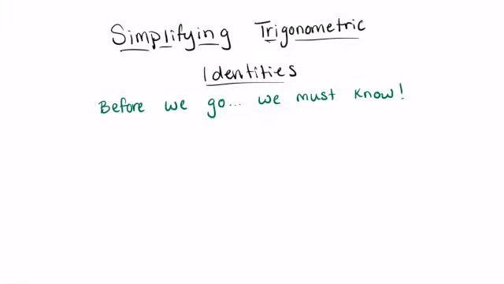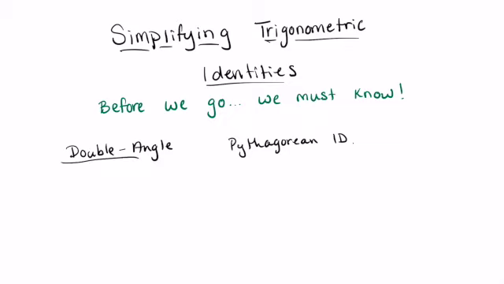All right, in this video, we're going to look at simplifying trigonometric identities. Now, before we go, we must know a few different things. We need to be very, very comfortable with our identities. And by the identities, I mean double angle identities. I mean Pythagorean identities. If you know these things, feel free to skip ahead to the examples.